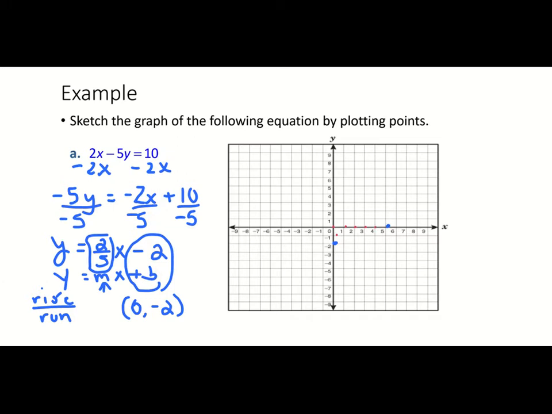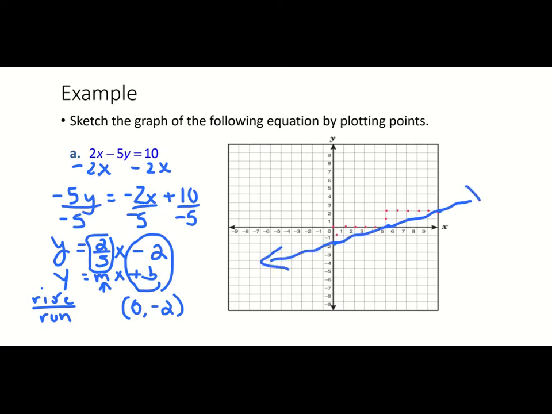You only need 2 points to plot a line, but I like to do a third just to make it a little easier. So I'm going to do the same thing. From there, I'm going to go up 2. So up 1, 2, and then run over 5, 1, 2, 3, 4, 5. So my last point that I'm going to plot is going to be right here. And now I will draw my line.